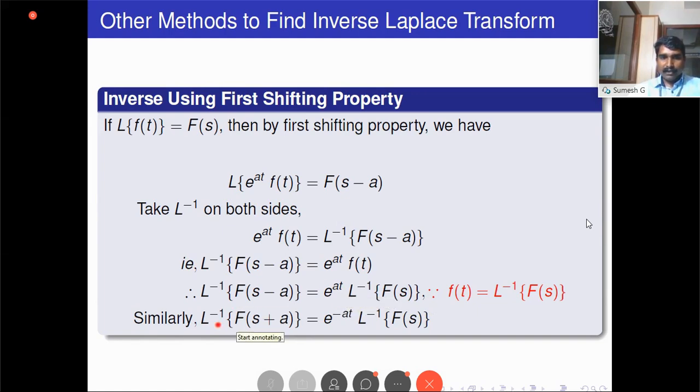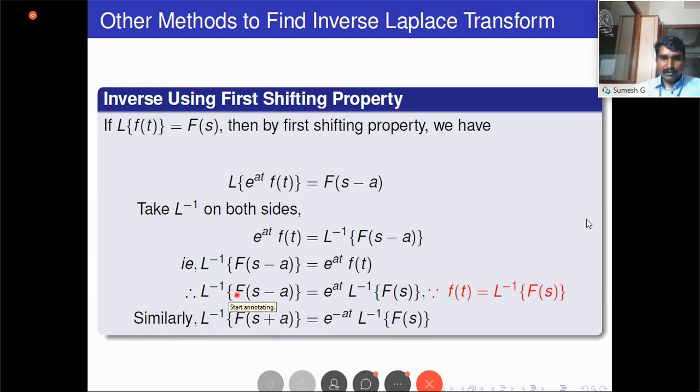Similarly, L inverse of f of s plus a is equal to e raised to minus at into L inverse of f of s. That is, to eliminate the effect of plus a, we have to multiply L inverse of f of s by e raised to minus at. So these two results are very important to find inverse Laplace transform.